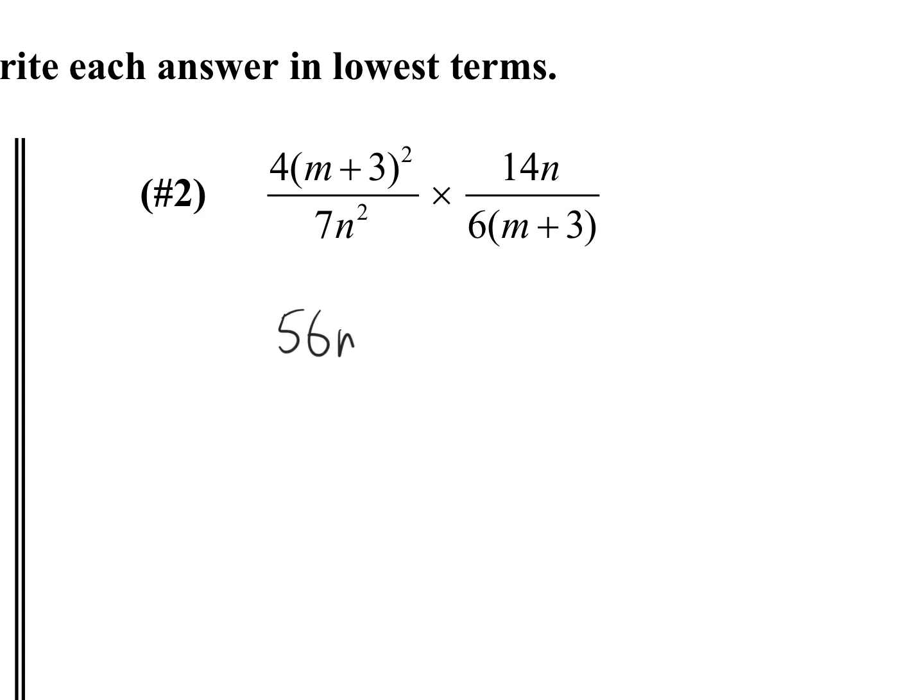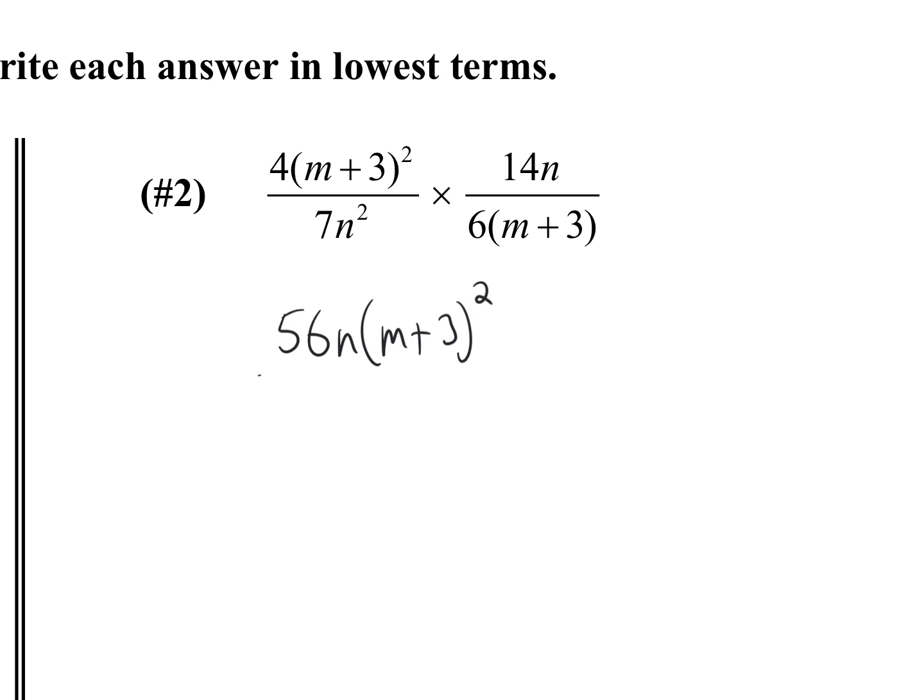I'm going to put n in front. There's only one n over here on the right. And then I'm just going to put m plus 3 squared. With simplifying expressions, I would not distribute. We want to keep it as simplified as possible. We don't want to distribute this and stuff, right? Okay, we want to keep it separate.